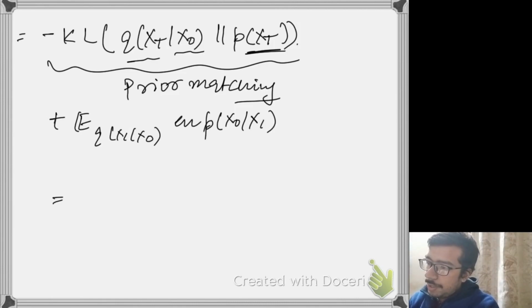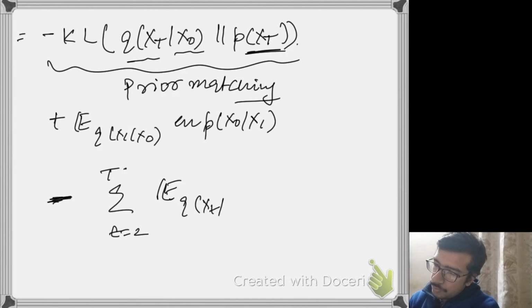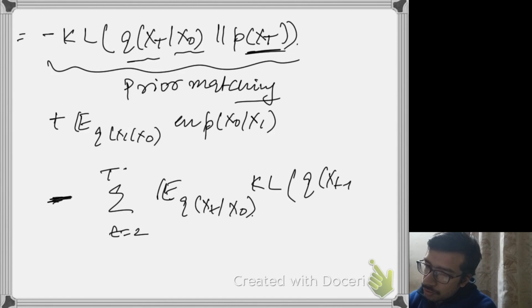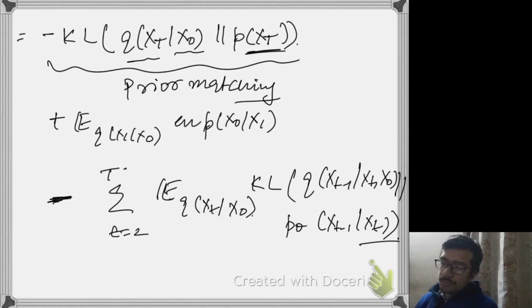And finally, the remaining set of terms are essentially the KL divergence, which is averaged over q(x_t | x_0), and this KL divergence is between q(x_{t-1} | x_t, x_0) and p_theta(x_{t-1} | x_t). Right. So essentially this is the ground truth signal for denoising.